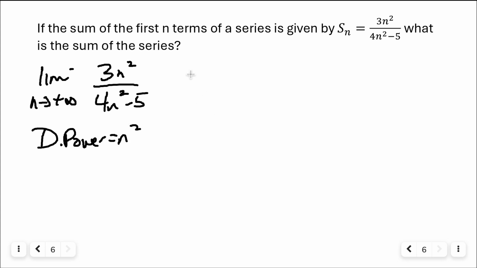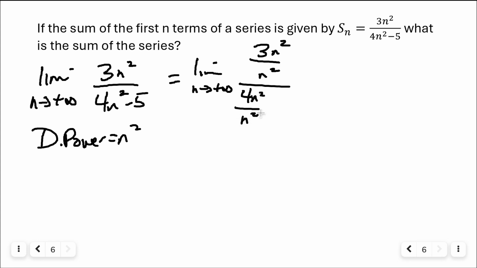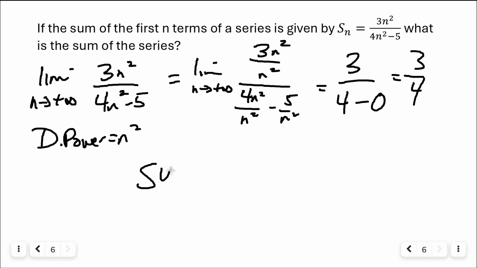You could divide by the dominant power. Dominant power would be n squared. If I take all the terms and divide by n squared, that would be 3n squared over n squared over 4n squared over n squared minus 5 over n squared. So that would be 3 up top. Underneath would be 4 minus the limit as n goes to infinity of 5 over something really big, which is really small, goes to 0. So 3/4. So the sum of the series, whatever that series was, is 3/4. Okay, so that's how this all works.